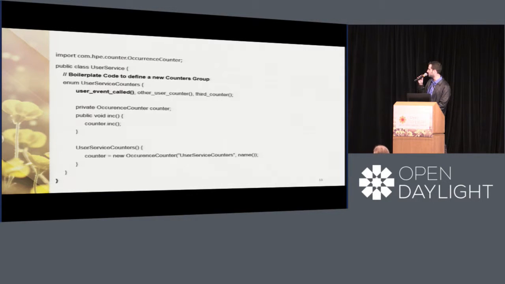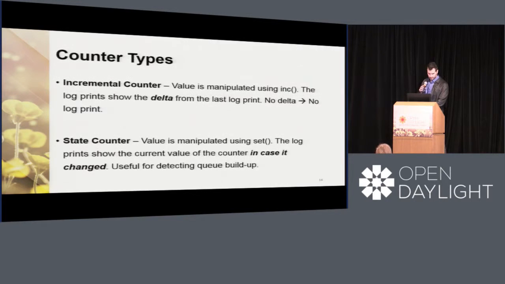So this is an example of how you actually define a counter group in your code. 95% of this code is just boilerplate that you copy paste. The only interesting thing here is the names of the counters. As you can see, we defined 3 different counters here. User event code, this is the counter that we've seen previously, and 2 other counters. The other code is basically copy paste.